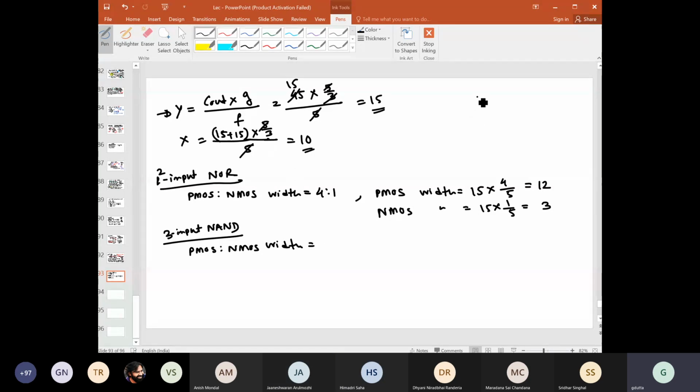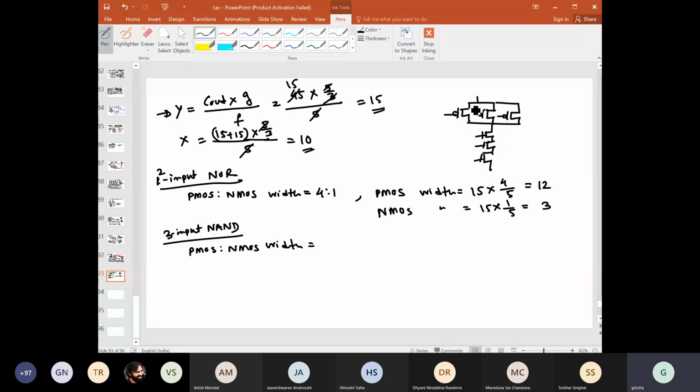This is a NAND gate, right? NAND gate means PMOS are in parallel. All 3 PMOS are in parallel and NMOS are in series, right? NMOS are in series, PMOS are in parallel, right?